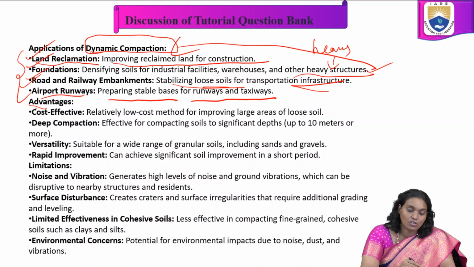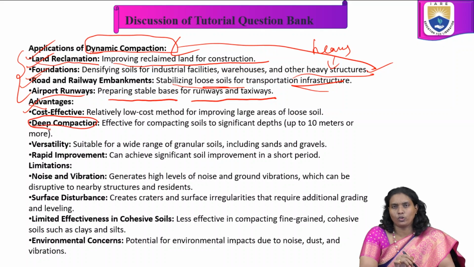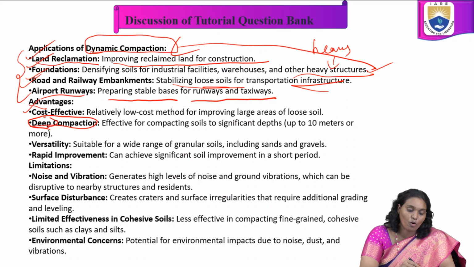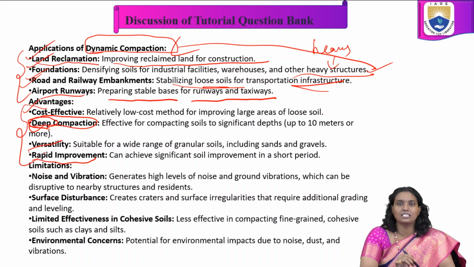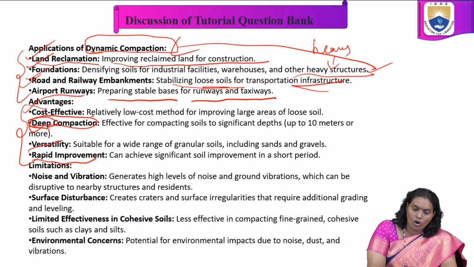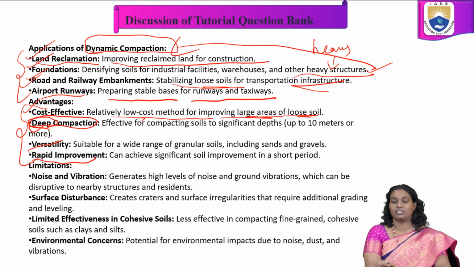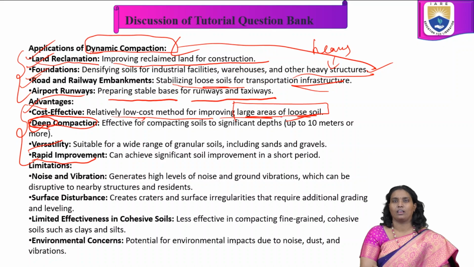What are the advantages? Cost effective, and this is for more depths, whenever other techniques like static compaction are not that effective, dynamic compaction is used for deep compaction. Versatility and rapid improvement are some of the advantages which may be observed in dynamic compaction. Cost effective: a relatively low cost method for improving large areas of loose soils in that particular condition. The condition is important. Each and every technique has its own conditions, where and what type of soil.